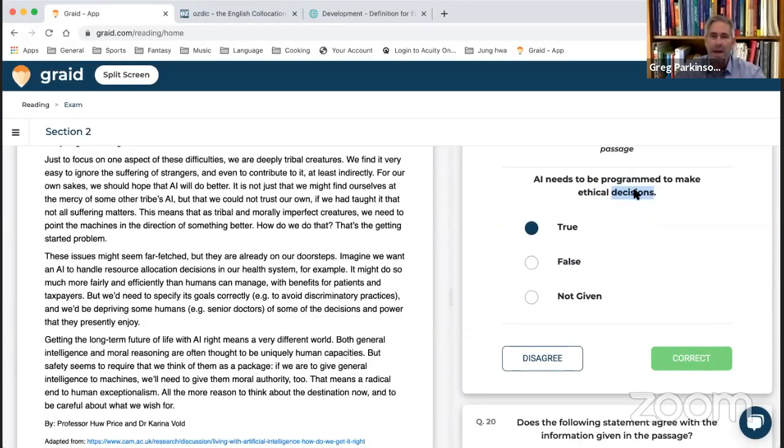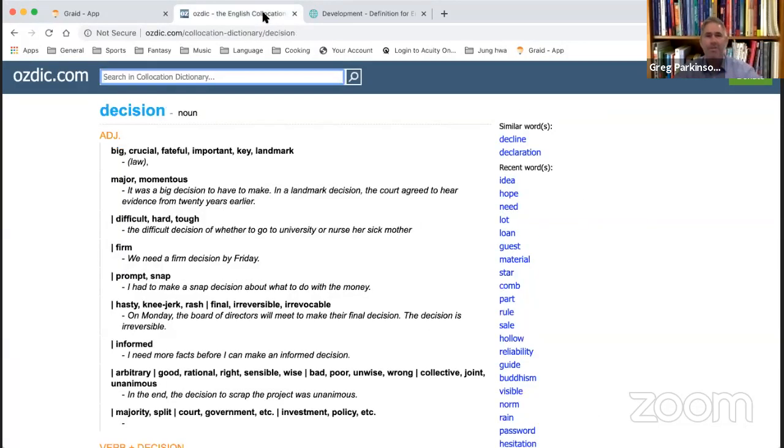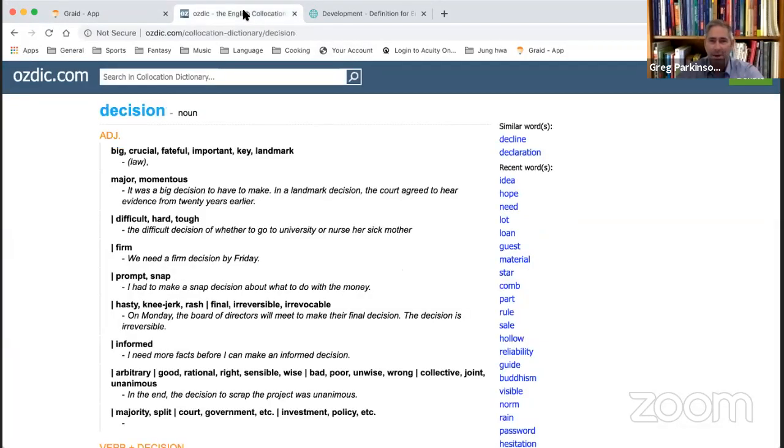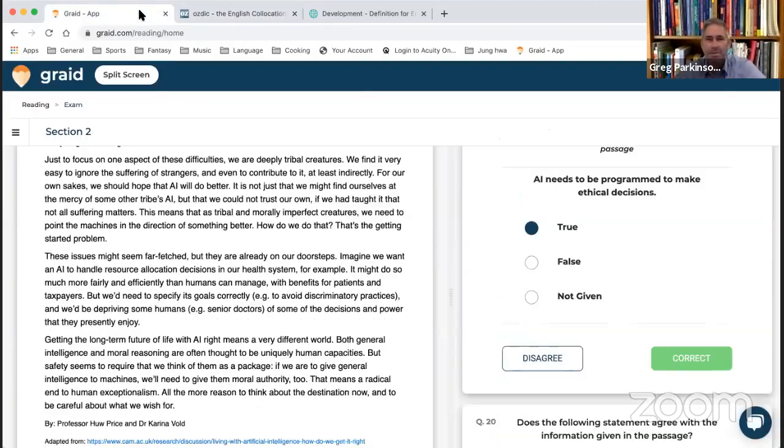So again, this collocation dictionary has a lot of common ones. It doesn't have all of them, right? If you're wondering what ADJ is, that's the adjective, right? So that's why I looked here. And obviously ethical is an adjective and decisions is a noun. So don't be disappointed if the dictionary doesn't have something that you think is a collocation. It just has its limits, but it's still a very useful dictionary to use.